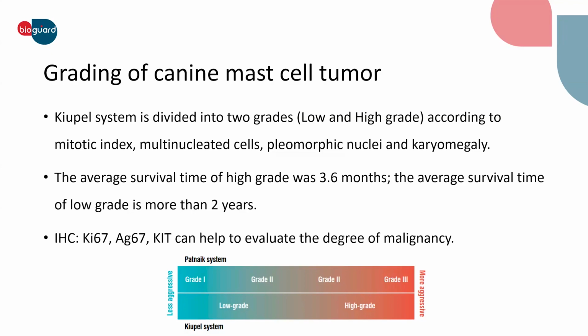And the Kiupel grading system is based on mitotic index, multinucleated cells, nuclear polymorphism, karyomegaly. And regarding prognosis, the average survival time of high-grade tumors is about 3.6 months, and the average survival time of low-grade mesenchymal tumors is more than 2 years.